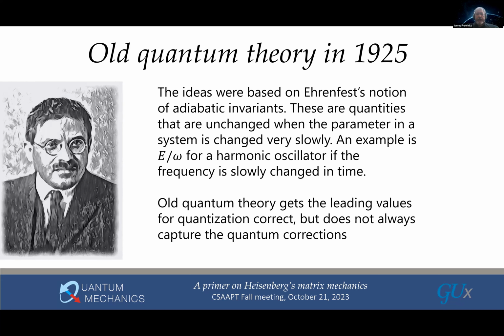Okay, and so the way that I describe that is it gets the leading values for quantization correct. It gets the leading values correct, but does not capture the quantum corrections, which is the plus 1/2. And the reason why hydrogen works so well is there are no quantum corrections. The energies are just functions of n. It's not n plus a half or n plus a quarter or n plus some number that slowly changes. It's just n. And that's why it works perfectly for hydrogen.